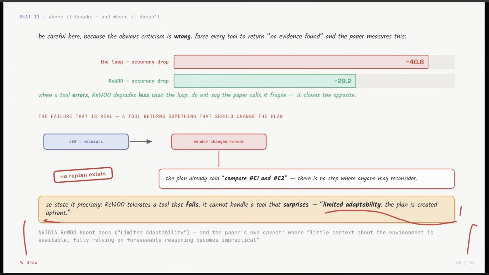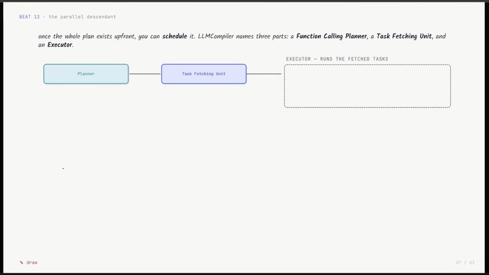And actually the paper concedes the same thing from the other direction: where little context about the environment is available, fully relying on foreseeable reasoning becomes impractical. So those are the two sides where your ReWOO loop should not be used and something else should be used. Now, one more descendant of the ReWOO loop is what we call the LLM Compiler.